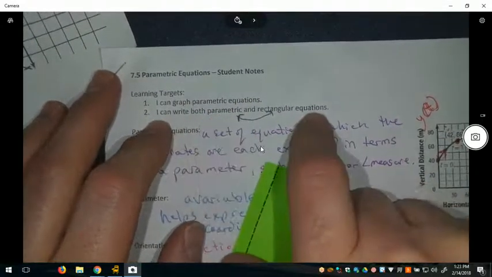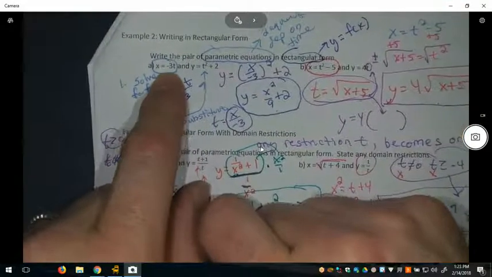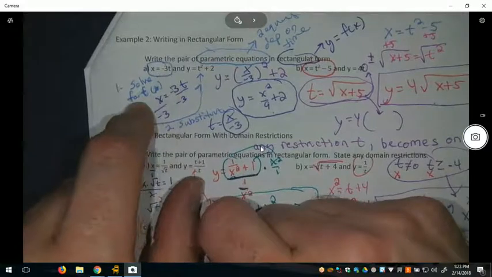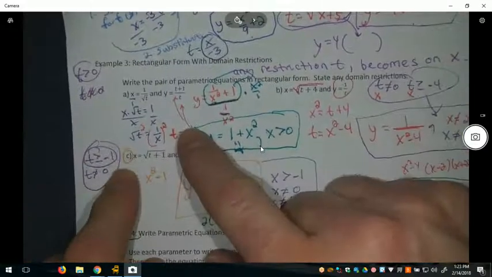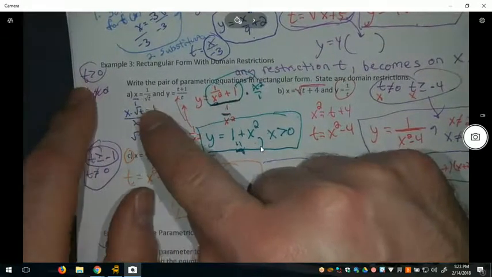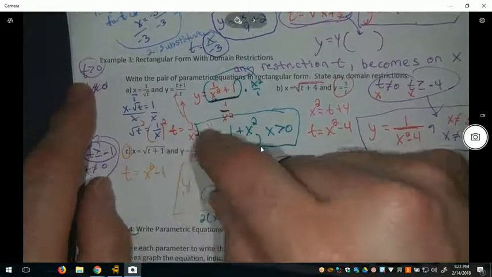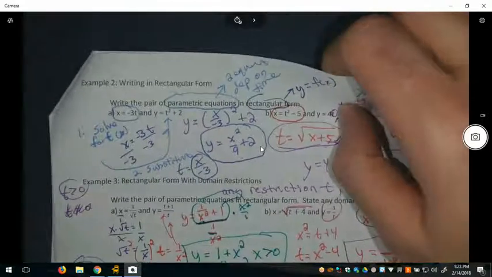On day 1, we looked at how to graph parametric equations, and we also looked at how to write rectangular equations from parametric equations. If you recall, we took our x equals equation and solved it for t, and then plugged in that expression into the y equals equation. We did have to consider any restrictions on the original parametric equations, and then also the final equation as well, and record our restrictions on the domain.